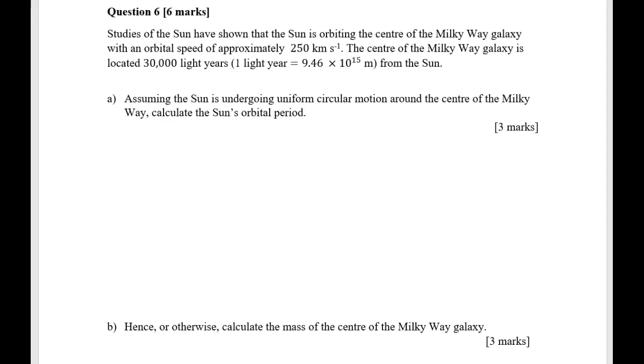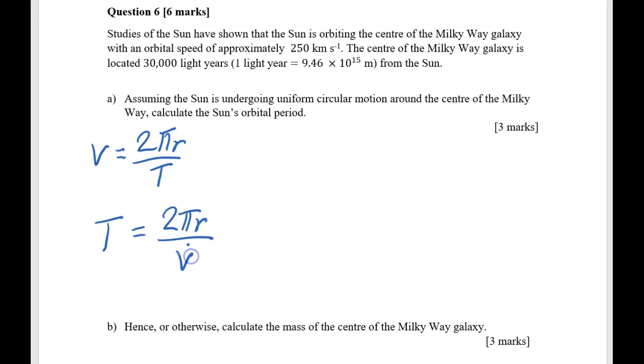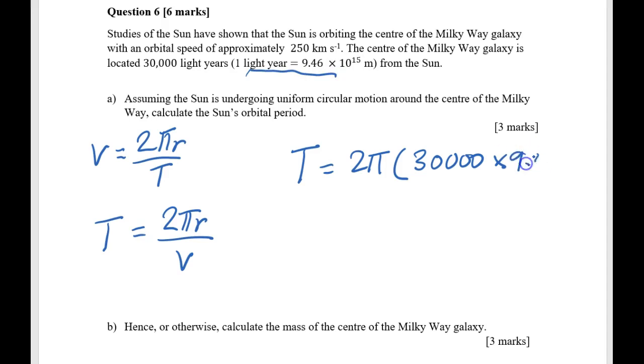So this is a uniform circular motion. We can apply V equals 2 pi R over T. And what we are looking for right now is the orbital period. It's 2 pi R over V. Okay, and the R here, be very careful. 30,000 light years. Change to SI unit, you have to multiply with the light year equivalent. 1 light year is 9.46 times 10 to the power 15 meter. That's the correct R value.